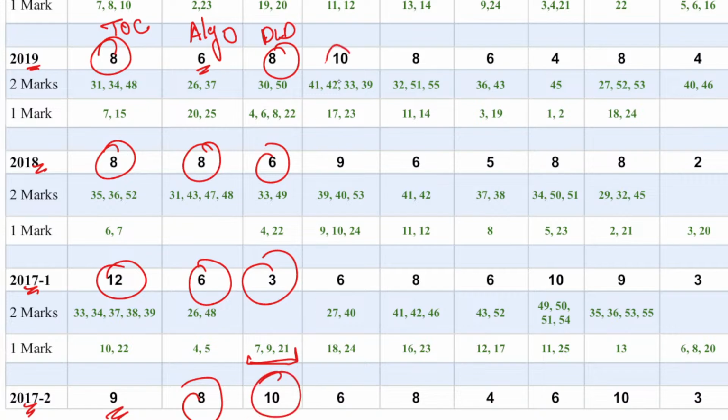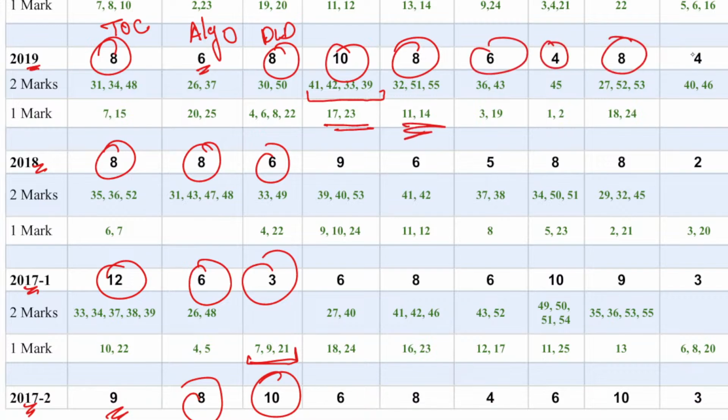All right everyone, so 10 marks, and the questions of 2 marks were huge in this, and this was of 17 and 23. This 8 marks 32, 51 and 55, 11 and 14. After that 6 marks, 4 marks, 8 marks, 4 marks, like this the questions were there. 2 marks 36 and 43, 1 mark 3 and 19, 4 questions for 45, 1 and 2, like this the questions were there.